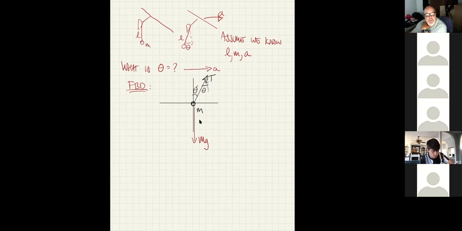So when this tension and this mg add to each other, the results better cancel out, except for enough of a horizontal component to create an acceleration A. So in other words, the mass m has to accelerate at a rate A. So with that in mind, let's use green this time, because green means go. I'm going to use that to represent my positive components.